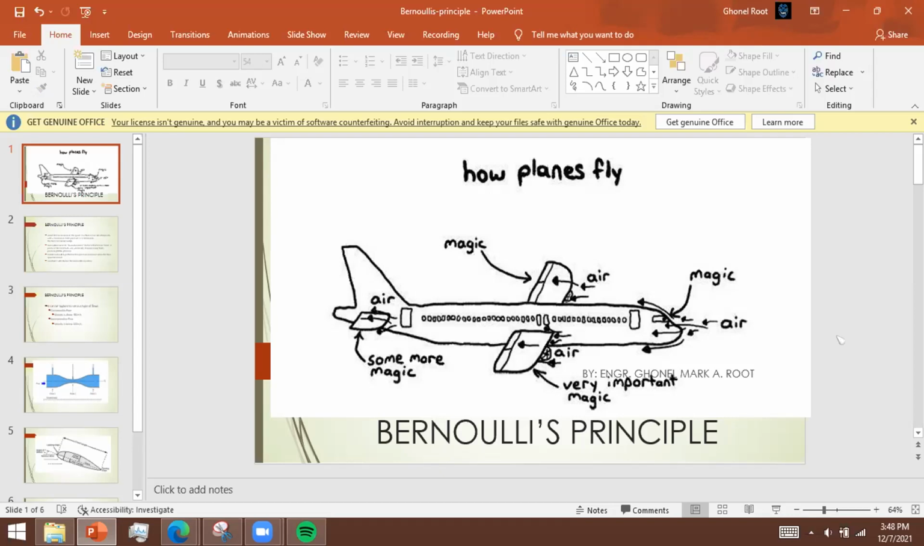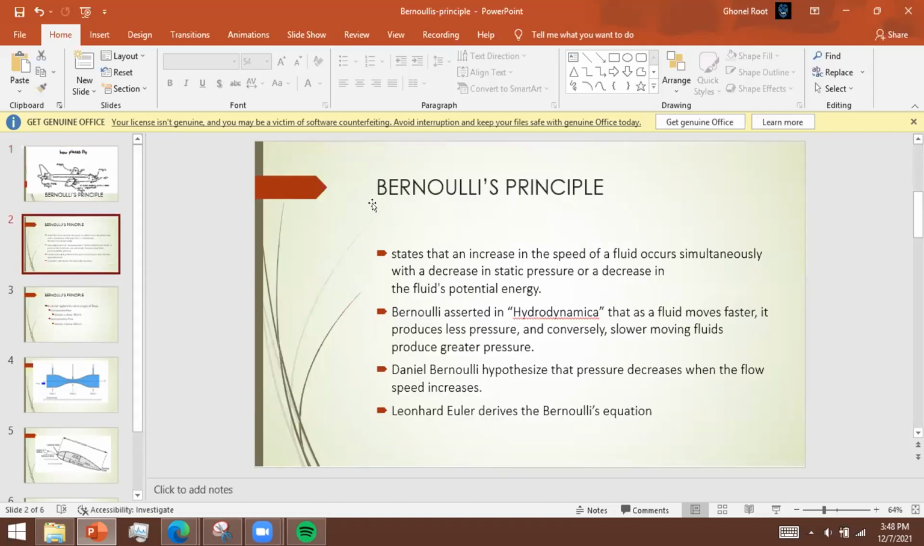Kasi technically, ginagamit ang Bernoulli's Principle in the first place nung create to ni Daniel Bernoulli. Create niya ang Bernoulli's Principle for hydrodynamics. Okay? So, start tayo dito. Bernoulli's Principle states that an increase in the speed of a fluid occurs simultaneously with a decrease in static pressure or a decrease in the fluid's potential energy. Okay? So, yun nga, Bernoulli's.